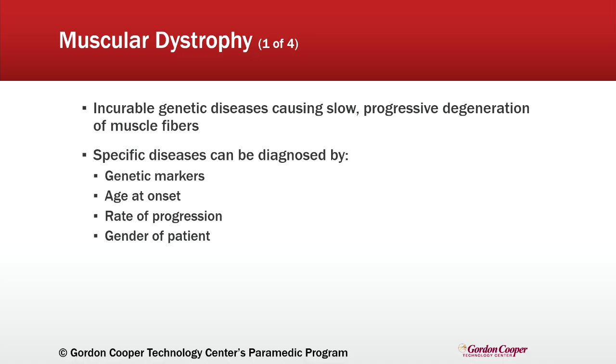Muscular dystrophy is a group of incurable genetic diseases that causes slow, progressive degeneration of muscle fibers. Specific types of muscular dystrophy can be diagnosed by certain genetic markers. Diagnosing also depends on the age at onset, rate of the disease progression, and the patient's gender.